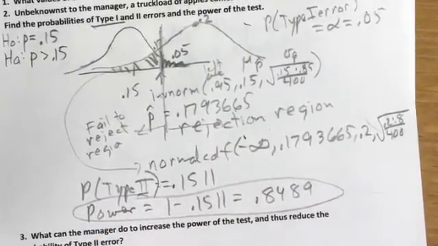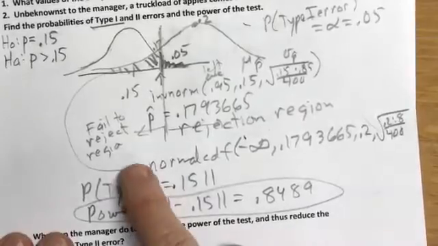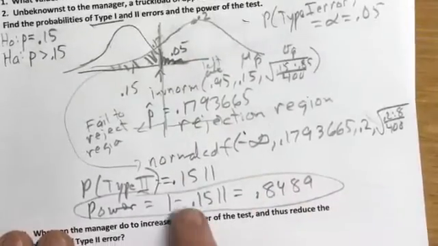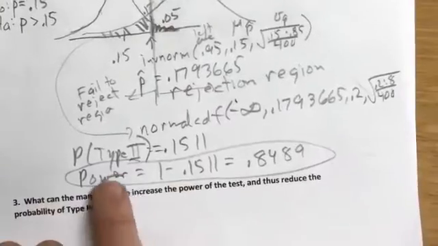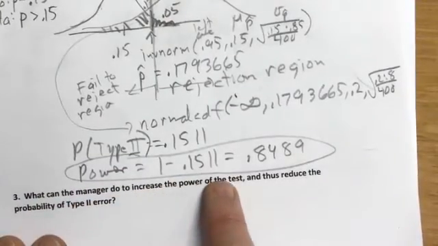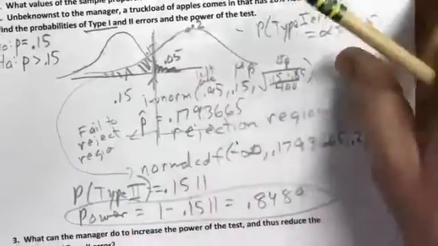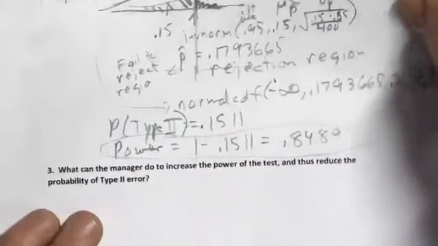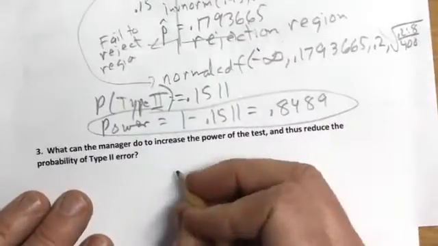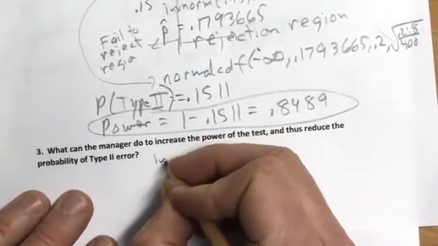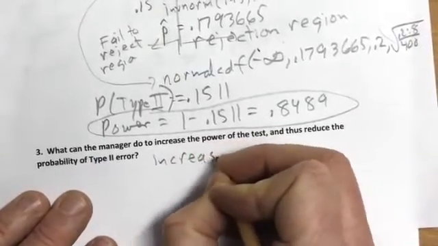So one of the things is we really like power. We really hate type 2 error. We hate it when we put up with bad things. So the big question that comes out of this: what can we do to increase power? All right, well, think about the area of this curve. One of the things we could do, and the most popular thing to increase power and thus reduce the probability of type 2 error, is to increase the sample size, increase n.